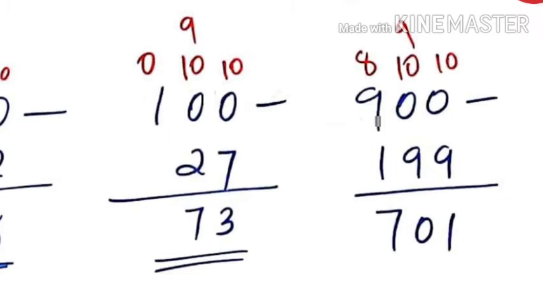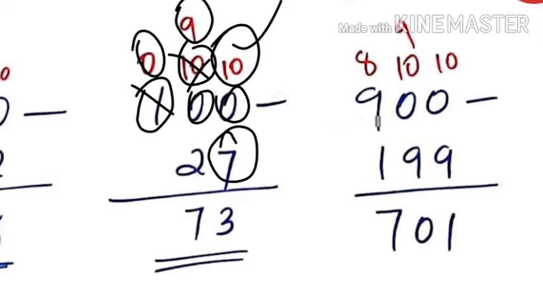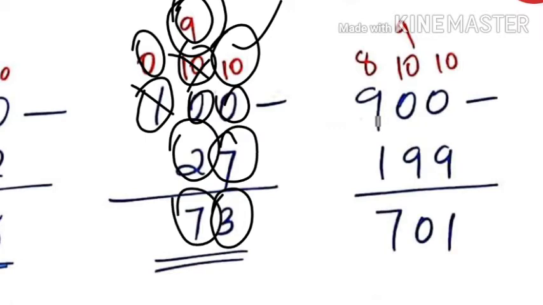When we borrow 1 from this 1, it becomes 0 and 0 becomes 10. While borrowing 1 from this 10, it becomes 9 and this 0 becomes 10. Now 10 minus 7 is 3. 9 minus 2 is 7. So 73 is the answer.